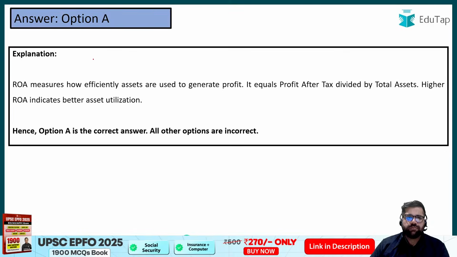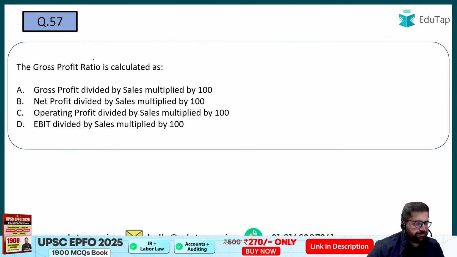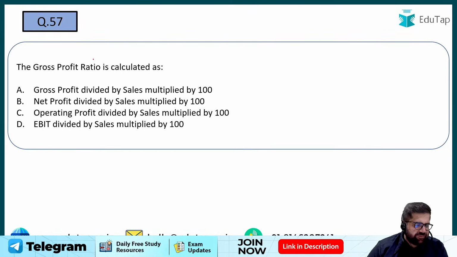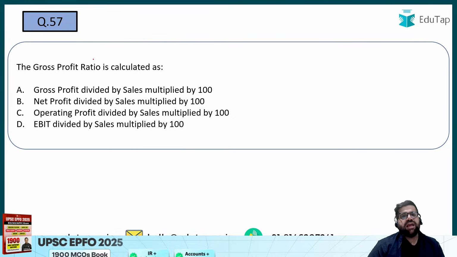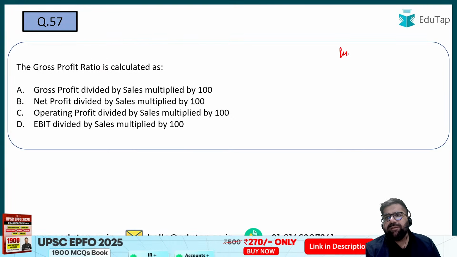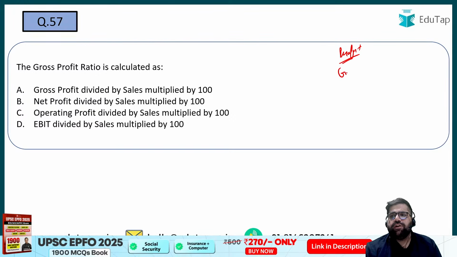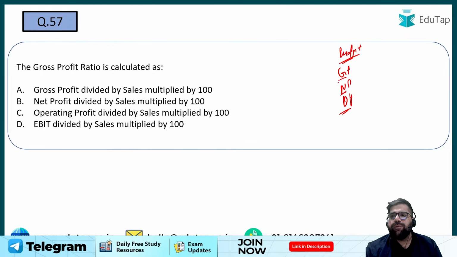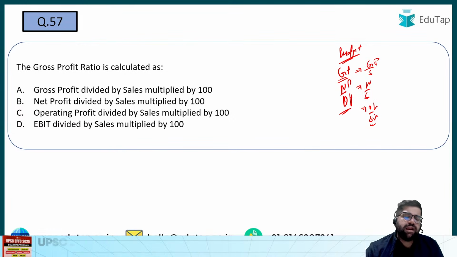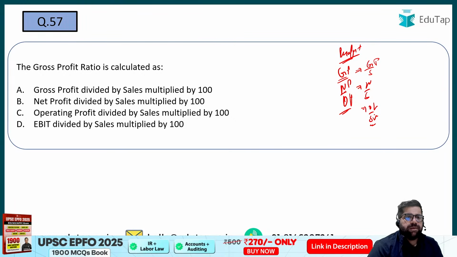चलिए, question number 57 now. Try to answer question number 57. A gross profit ratio is calculated as what? So all the profitability ratios, for example gross profit ratio, net profit ratio, operating profit ratio, इनके फॉर्मूले बहुत easy हैं. Gross profit by sales, net profit by sales, and operating profit by sales. Right? Please tell me, the gross profit ratio is calculated as what?